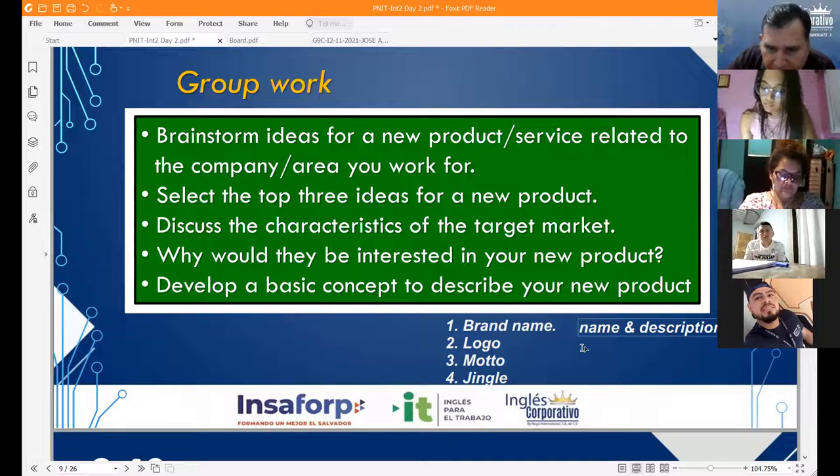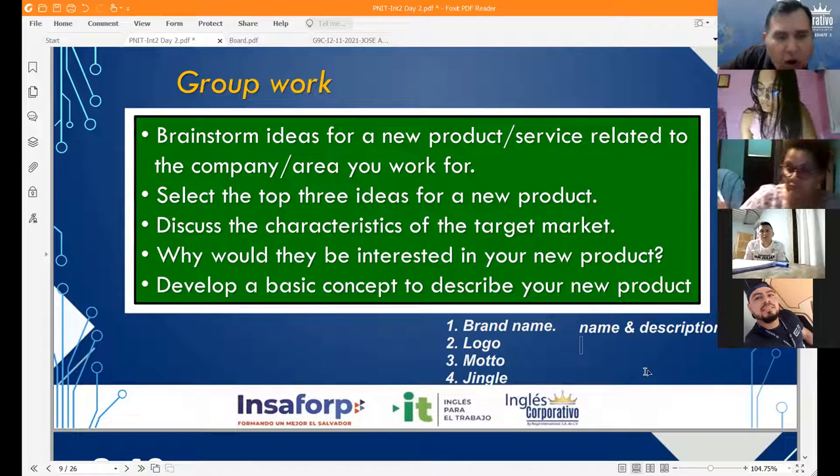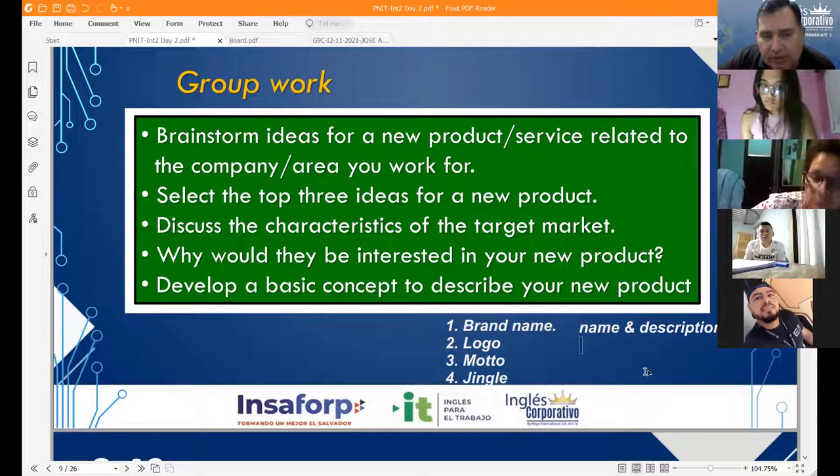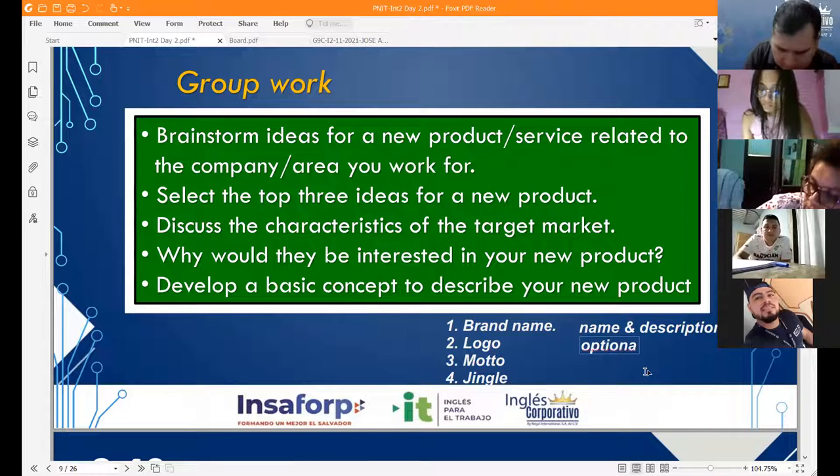Name and description. The logo is going to be optional. If you want to create a logo, okay, do so. If you don't want to create it, don't worry, okay? It's going to be optional. But then we have a motto. The motto is going to be important.